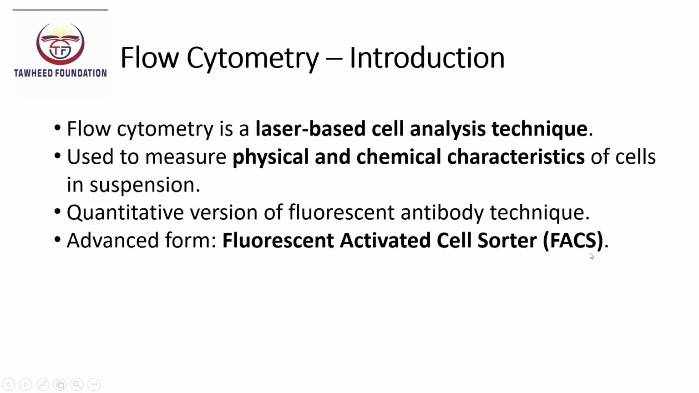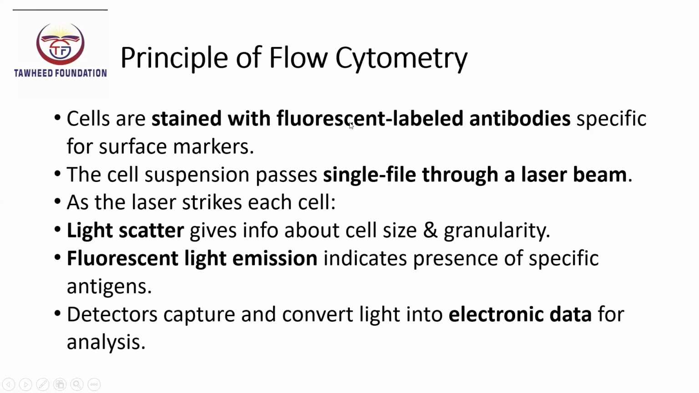Flow cytometry has become a cornerstone in immunology, hematology, and clinical diagnostics because it can rapidly analyze thousands of cells individually. Principle of flow cytometry. The principle of flow cytometry relies on fluorescent labeling of specific cellular antigens. Cells are stained with fluorescent labeled antibodies, then passed single file through a laser beam in a fluid stream. When the laser strikes each cell, light scatter provides information about cell size and internal complexity, while fluorescent light emission indicates the presence of specific antigens.